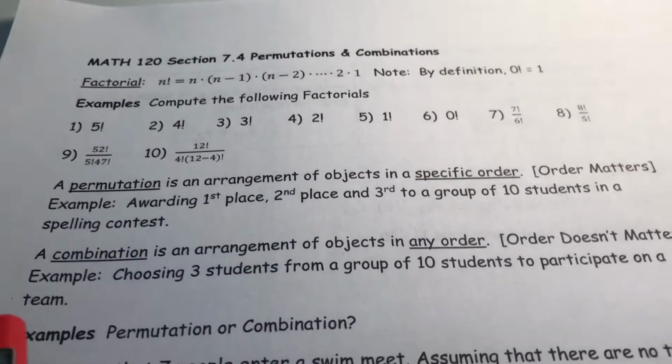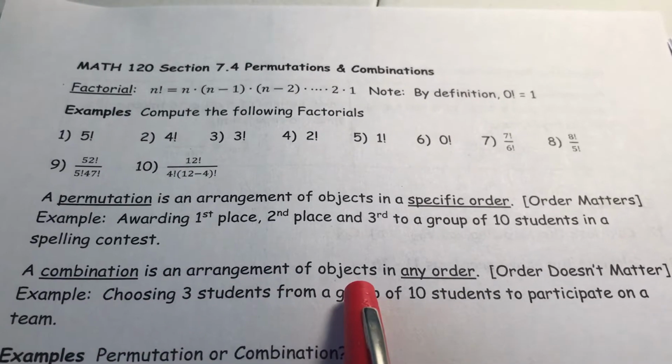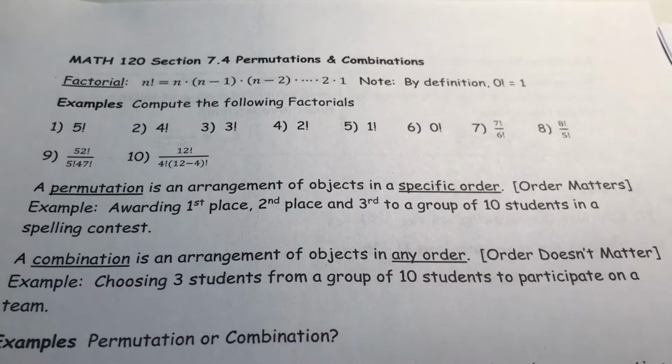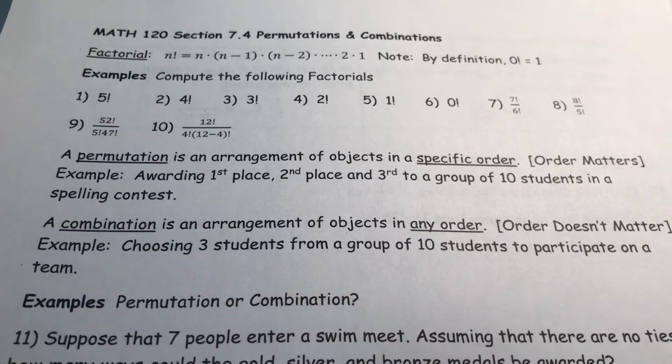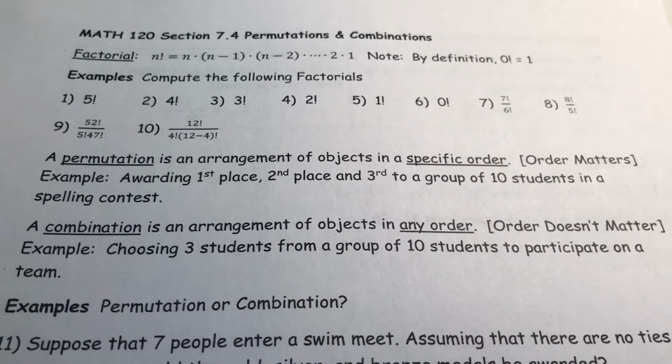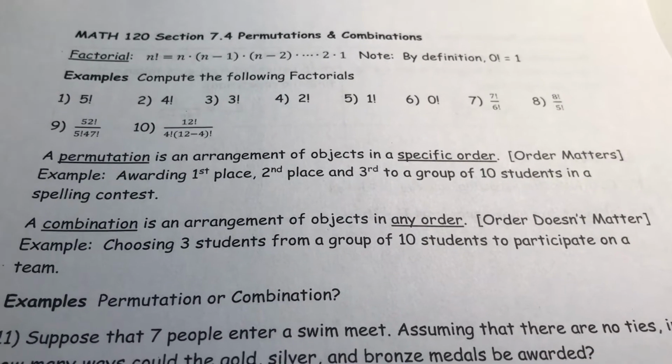Now, a combination is an arrangement of objects in any order. Order doesn't matter. Example, choosing 3 students from a group of 10 students to participate on a team. That order doesn't matter. You just pick any 3.